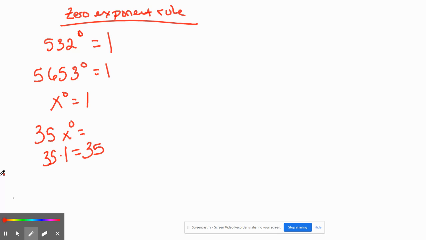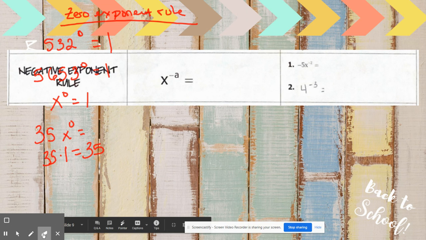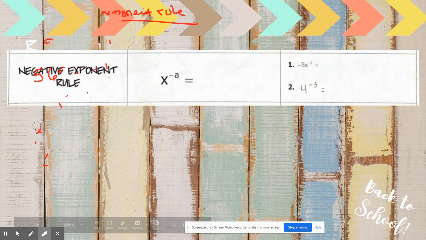Okay, so making sure that you understand what that 0 power actually looks like and what it does. If you have questions, guys, please pause. Make sure you're taking good notes there. All right. So the next rule we are going to go to is the negative exponent rule.